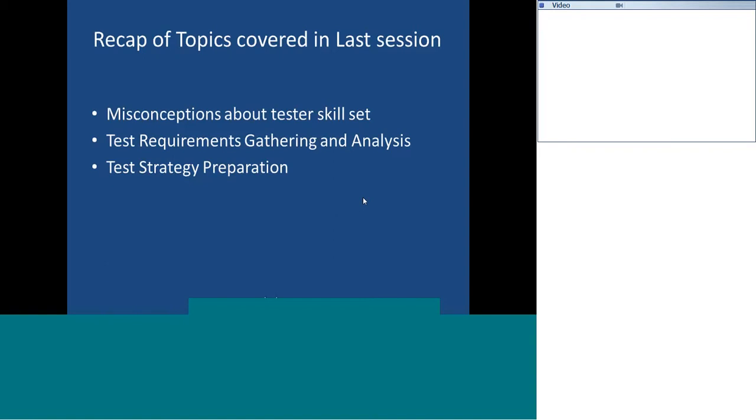So acceptance criteria is one important section that you will be drafting as part of the test strategy document. And apart from that, you will be having details about test objectives. What are we going to achieve through this testing?